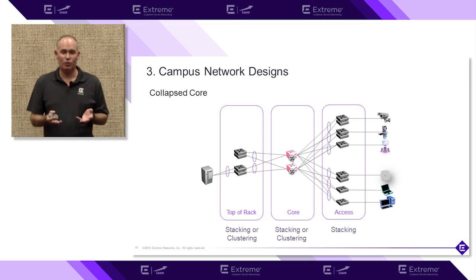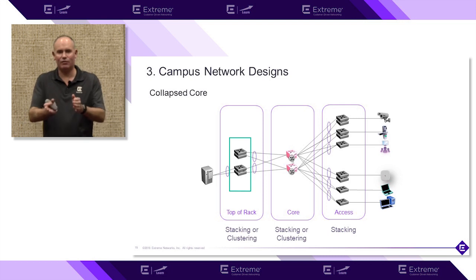Now the server could be connected directly to the core, depending on the port density required, but what's more normal is we'll actually add some top-of-rack switches, and the servers will connect to those. The top-of-rack switches are then redundantly connected by link aggregation back to the core of the network.